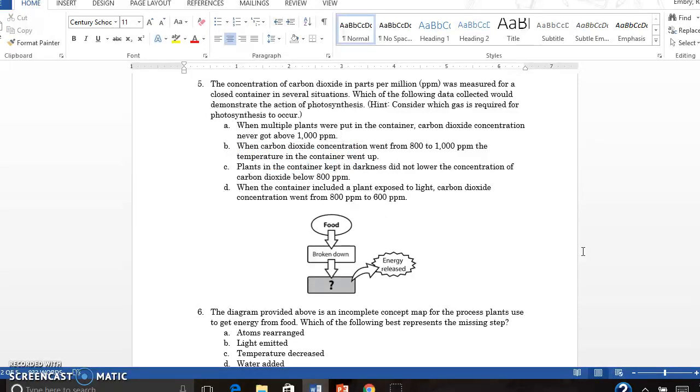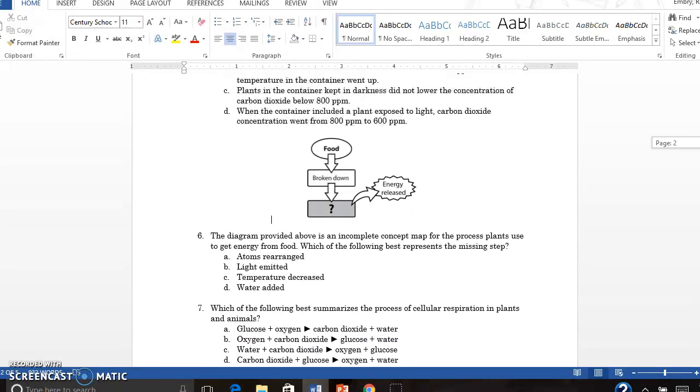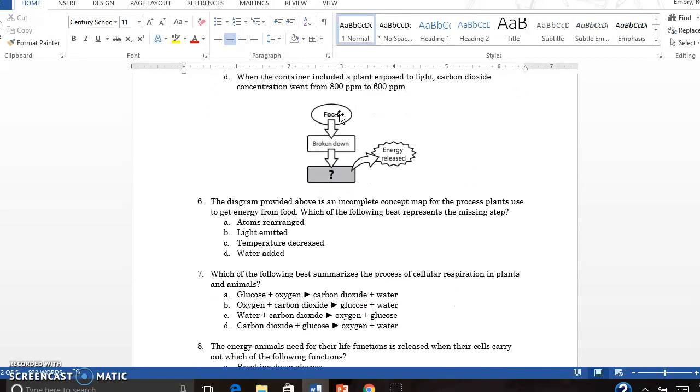All right, for question 6, you have this diagram. It shows you food, broken down, question mark, and then you have this arrow, and it says energy is released. Well, what it's showing you here is cellular respiration, which is using oxygen to break down glucose molecules to release energy. Plants do cellular respiration, and animals also do cellular respiration.